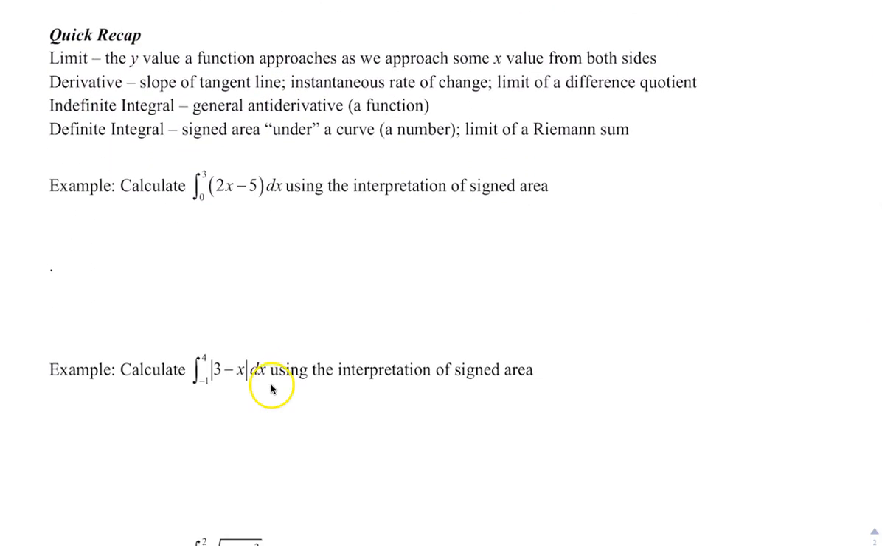So a quick little recap. Limit: the y value the function approaches as we approach some x value, right? We know that. It doesn't even matter if it's defined there or not. The limit is the y value we get to. Derivative is the slope of the tangent line, or the instantaneous rate of change, the limit of the difference quotient. Indefinite integral is a general antiderivative, right? Indefinite integral is what we get with the integral of this guy.